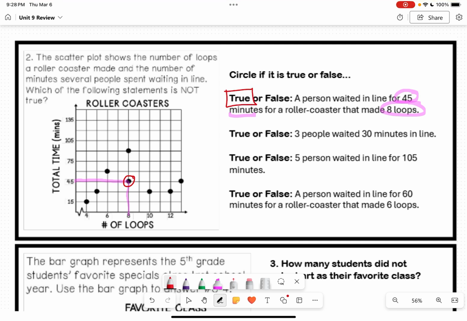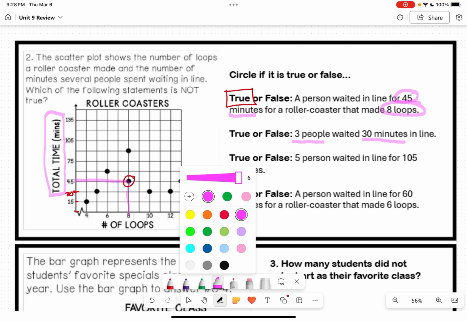Okay. All right, next one. True or false? 3 people waited 30 minutes in line. So that's all they told us. So we know that there's 3 people and we know that it's a 30-minute line. So what I'm going to do is go to my time. My time is on this side, on my y-axis. I'm going to go to 30. So if you see, I'm counting by 15s. So this is 0, this is 15, and this is 30. Okay, this number right here is 30.